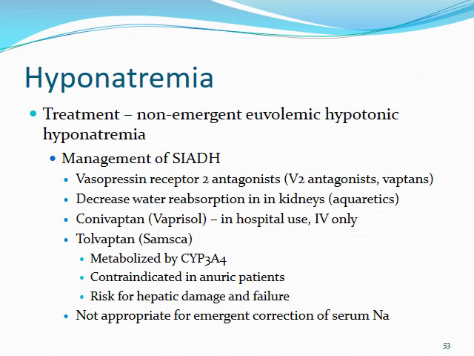It is metabolized by CYP3A4, so it's important to remember your drug interactions there. And it's going to be contraindicated in anuric patients, because this is going to be stimulating more urine output, and so if your patients have bad kidneys, this can lead to some issues if it's not really being that effective. It can also lead to some risk for hepatic damage or failure, so it would be contraindicated in patients with already pretty significant hepatic damage. Again, this is not going to be appropriate for emergent correction of serum sodium. This is going to be more for non-emergent, more chronic management of the disease state.